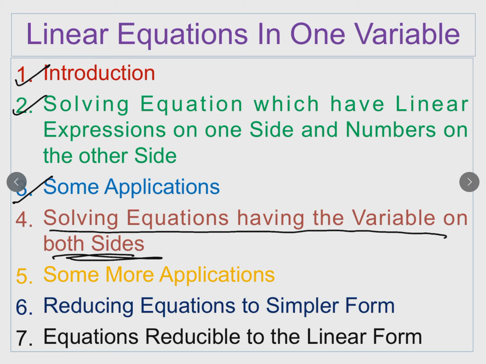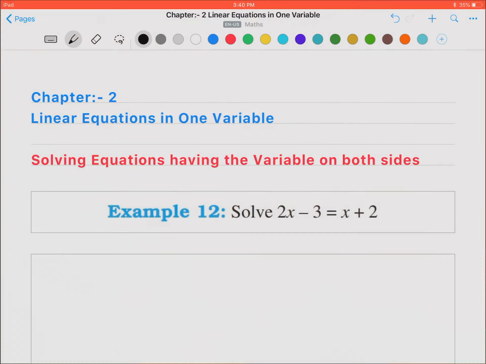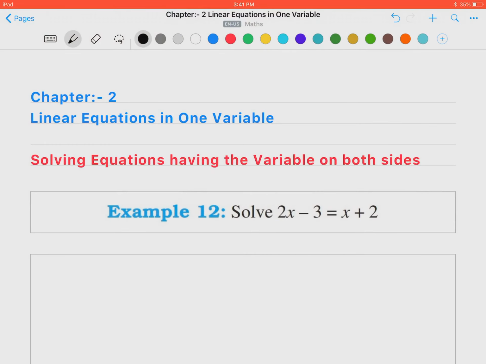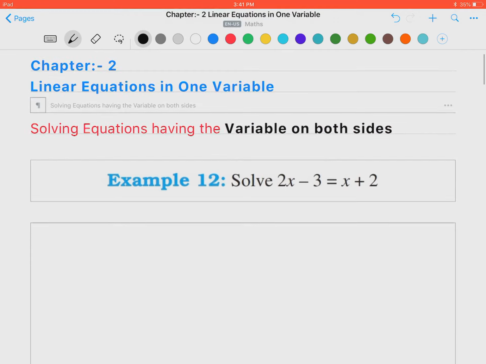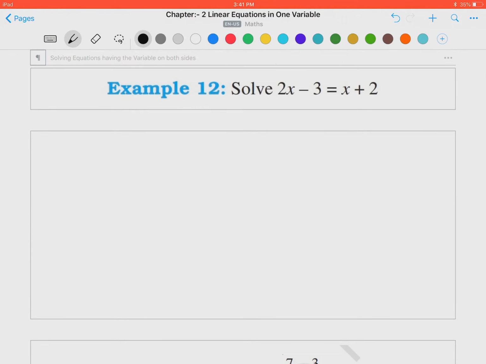Okay, so let's do some examples first. This is chapter number 2, linear equation in one variable, and we are doing solving equations having variables on both sides. Based on this we have example number 2. It says solve 2x minus 3 equals x plus 2. The equation that we have here is 2x minus 3 equals x plus 2.